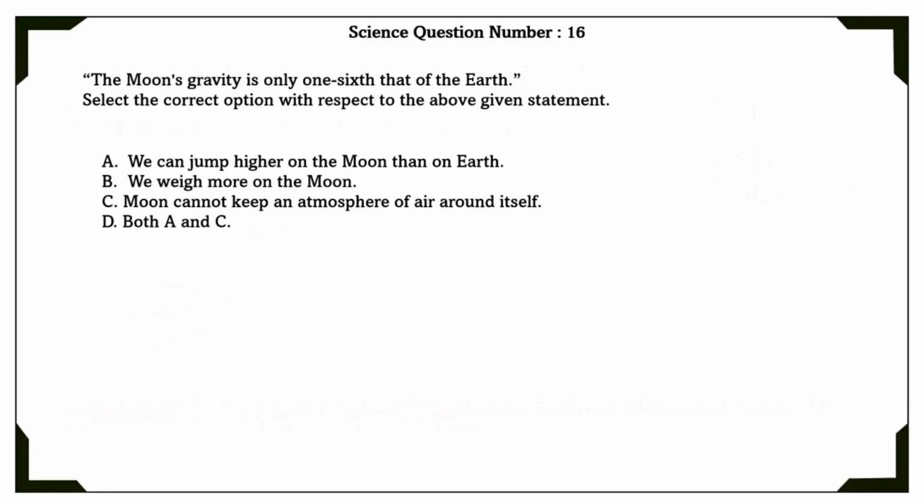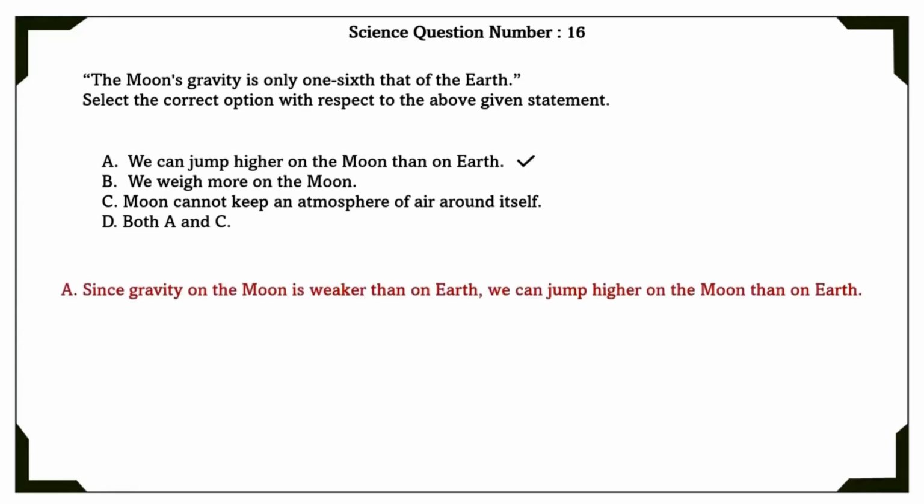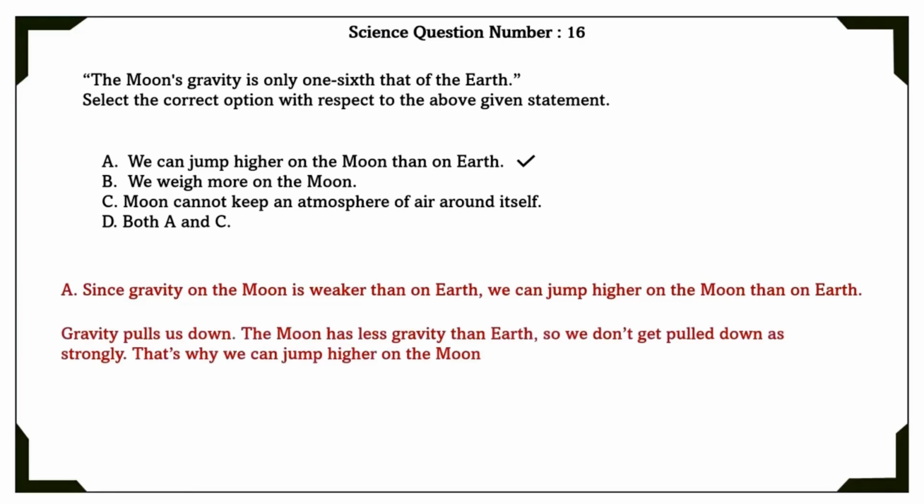Science question number 16. The moon's gravity is only 1/6 that of the earth. Select the correct option with respect to the above given statement. A option. We can jump higher on the moon than the earth. Since the gravity on the moon is weaker than the earth, we can jump higher on the moon than on the earth because the force pulling us down is lesser on the moon. Gravity pulls us down. The moon has less gravity than the earth, so we don't get pulled down as strongly. That's why we can jump higher on the moon.